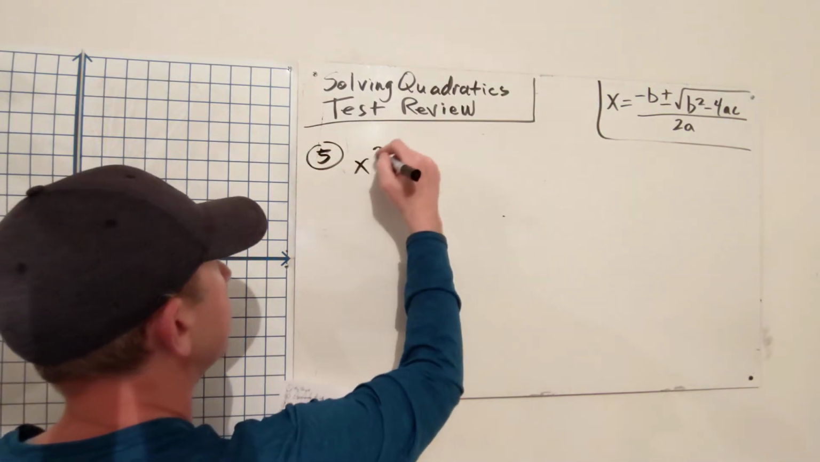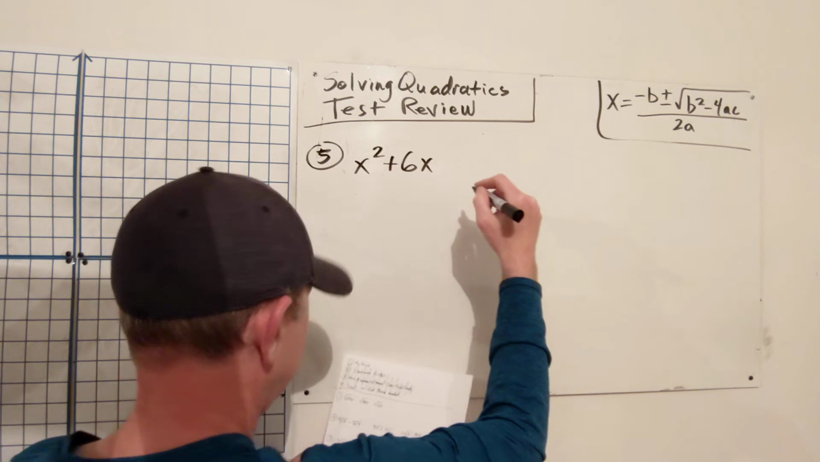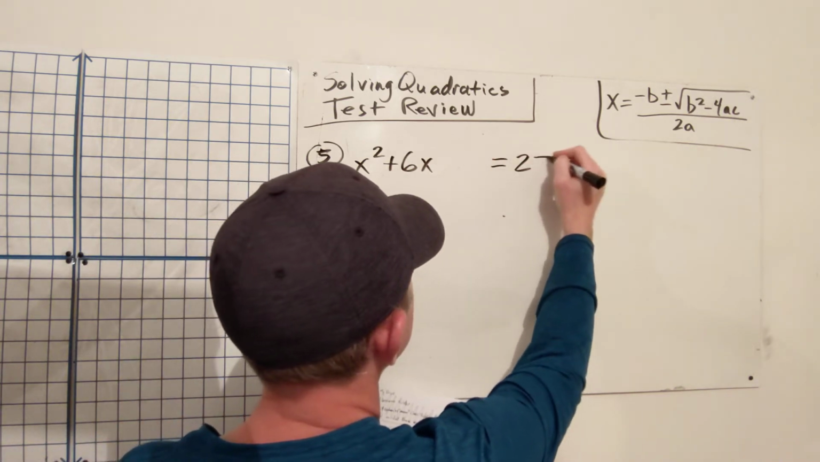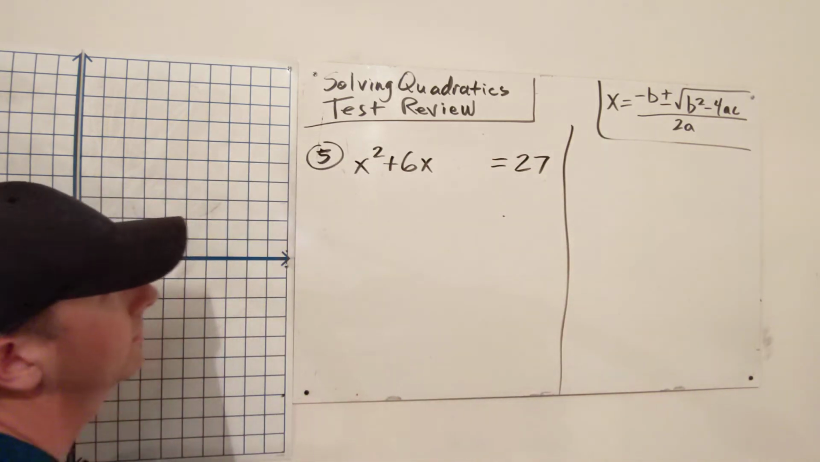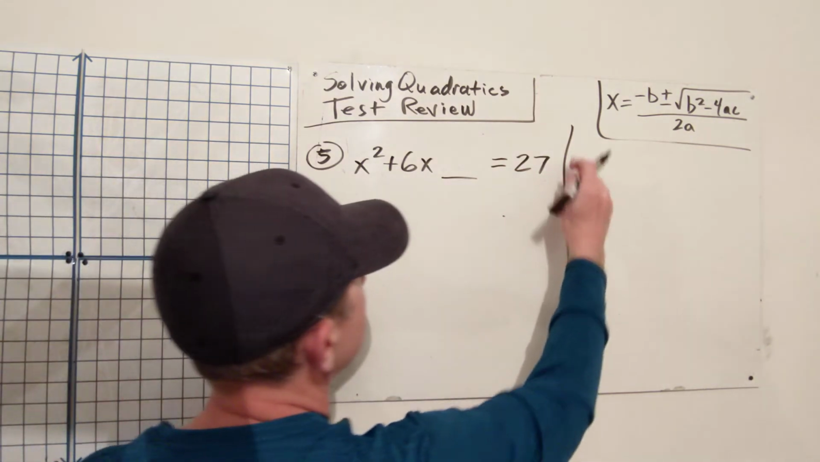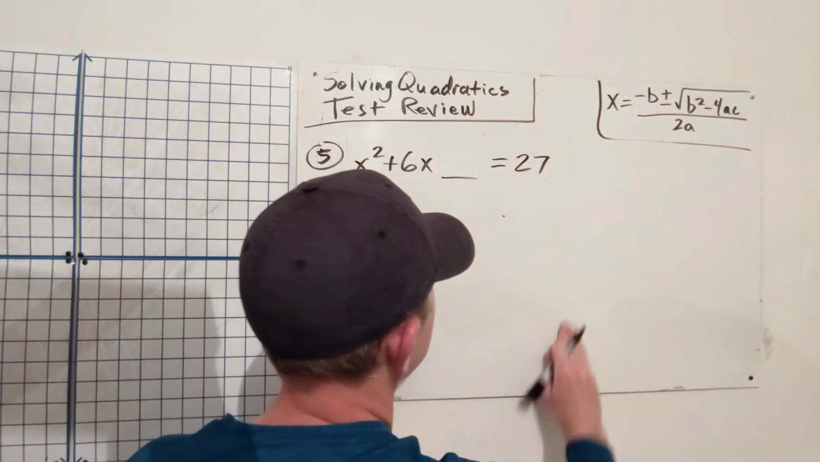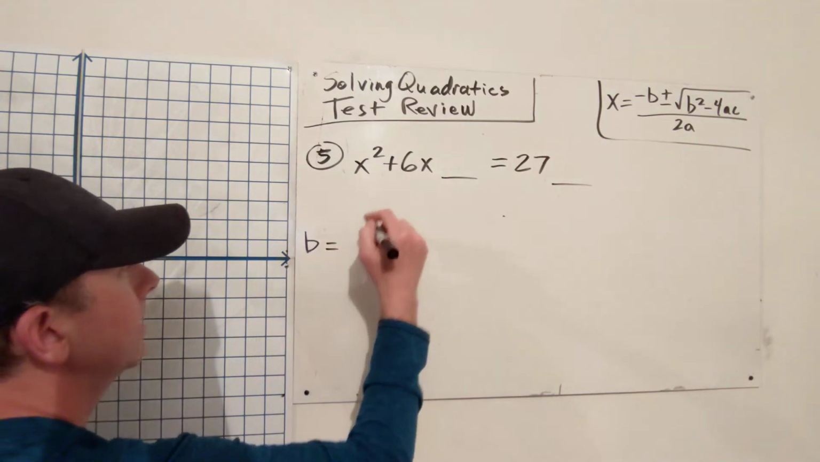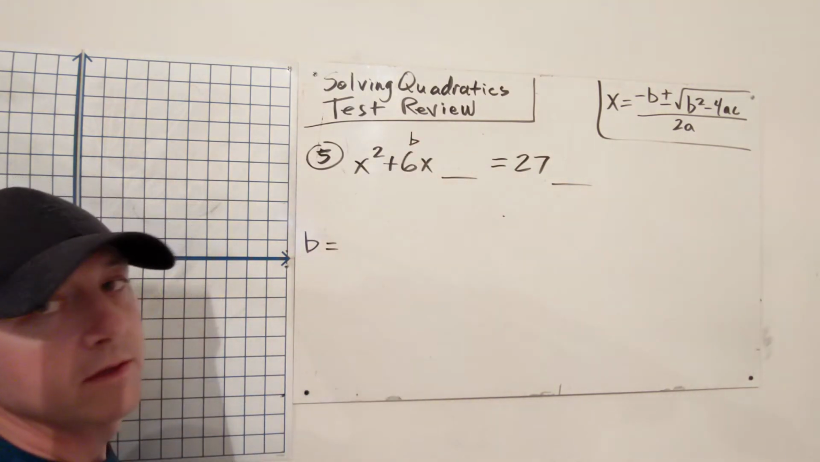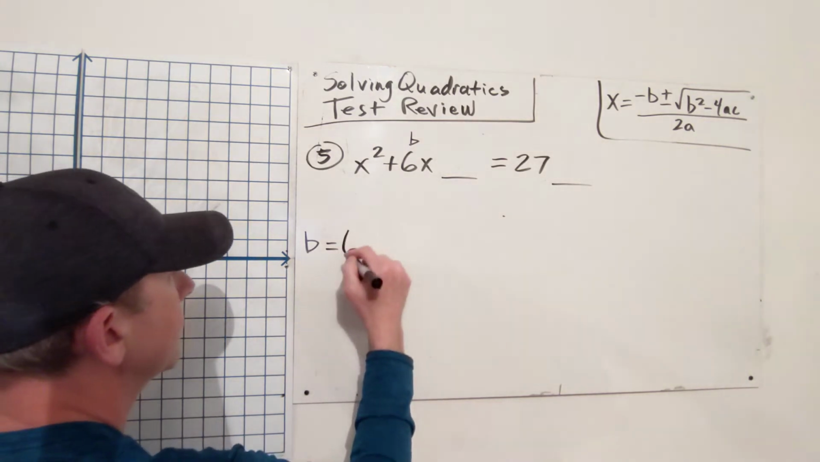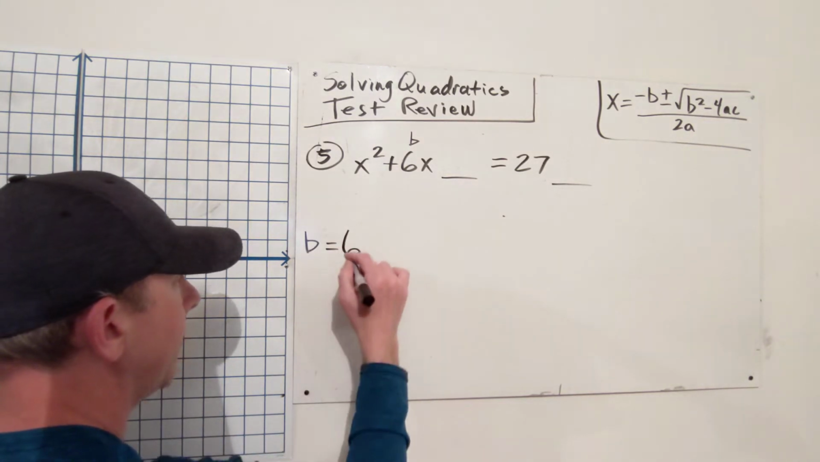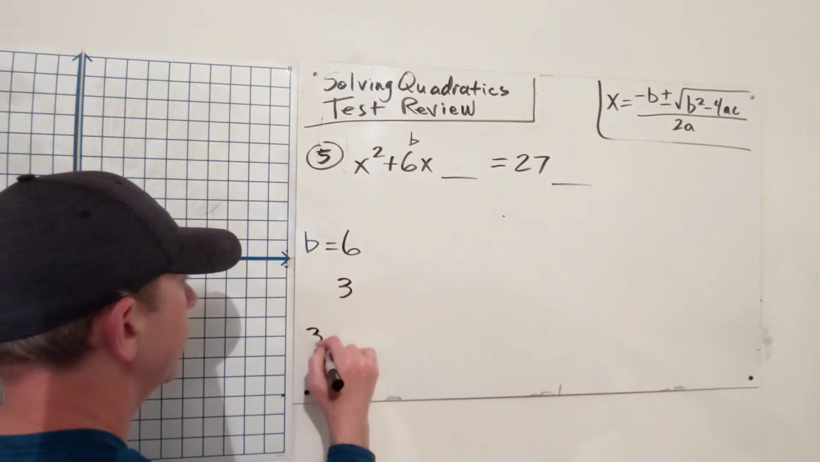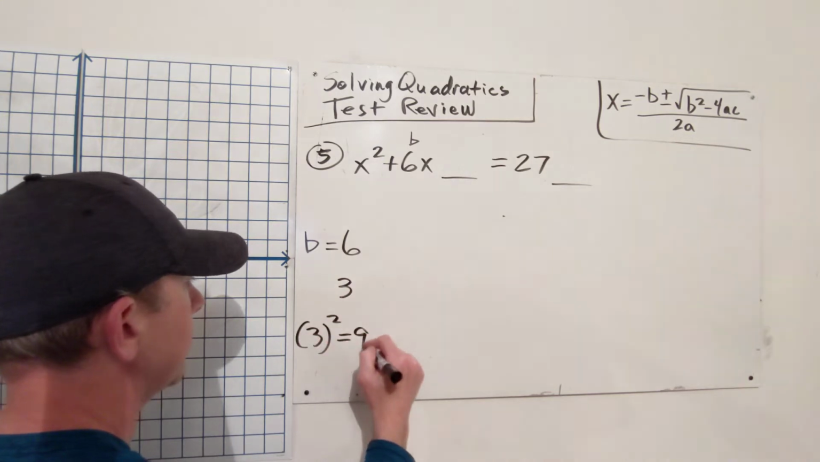So we got x squared plus 6x, fill in the blank, equals 27. So this would be one completing the square. Whoops, I'm going to need some of that space there. So, all right, so b is 6, right? So we have to start there. So b is 6, we take half, and then we square it. So half of 6 is 3, and then 3 squared is 9.